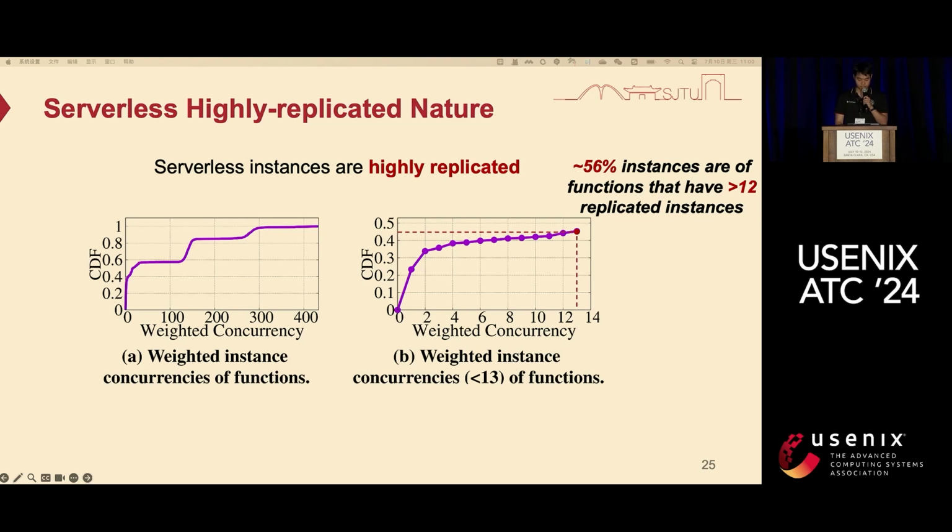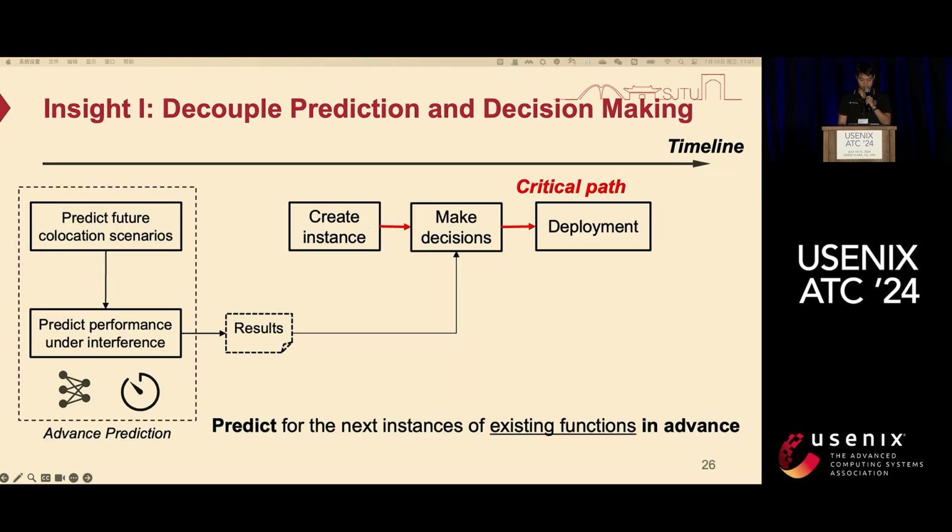To solve that challenge, we found that serverless' highly replicated nature could help. According to Huawei traces, we found that most instances are highly replicated. It means that if an instance belongs to function 1, then there could also be many other instances of function 1. According to our statistics, 56% of instances are of functions that have more than 12 replicated instances. If an instance of function 1 is already deployed, it is likely that there will be the second, the third, the fourth instance of function 1 arriving in the future. According to this characteristic, to predict future co-location scenarios, we can make predictions for the next instances of existing functions on a node, predicting whether their next incoming instances can be deployed.